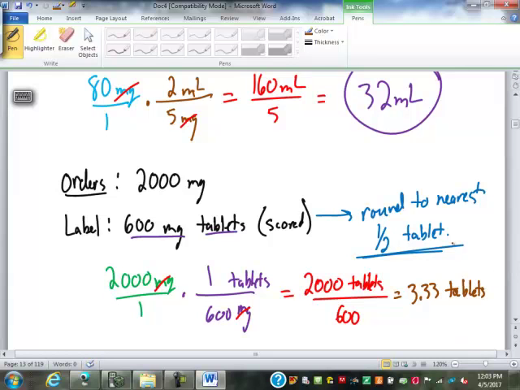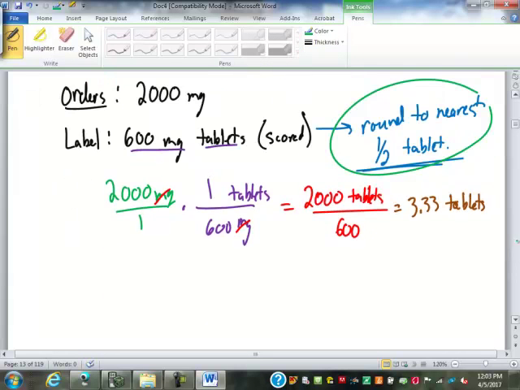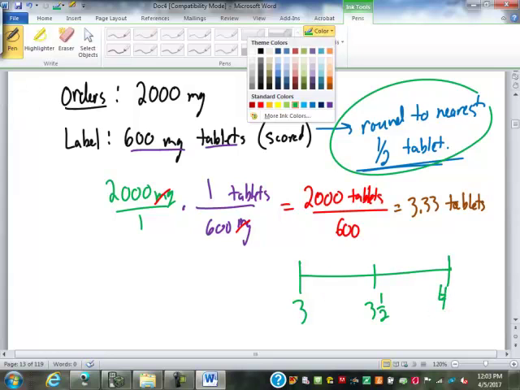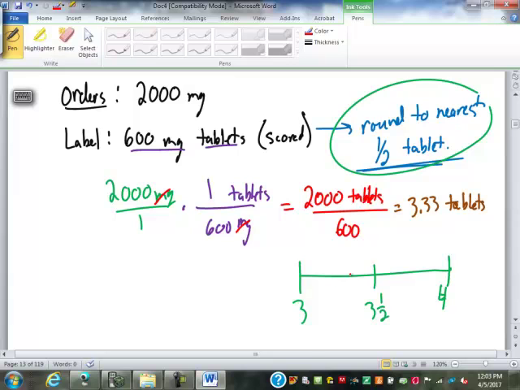Now we want to round, as we said, to the nearest half a tablet. 3 1/3, or 3.33, we're looking at it on a number line, is between 3 and 3.5. So the question is, which is it closer to? Well, remember, 3.5 is 3.5. This is 3.3, somewhere in here. So it is definitely closest to 3.5. So that's going to go down as 3 1/2 tablets for that patient.